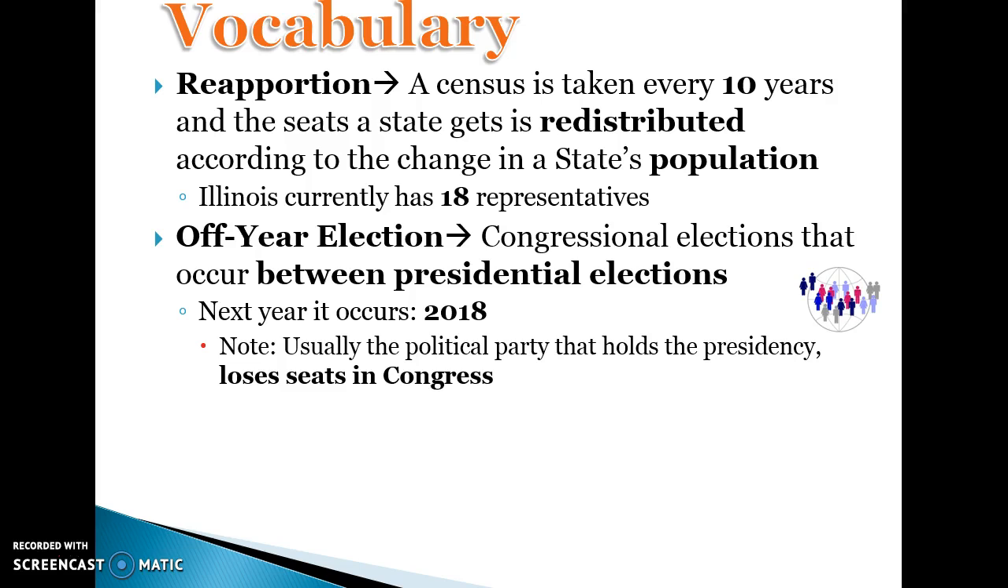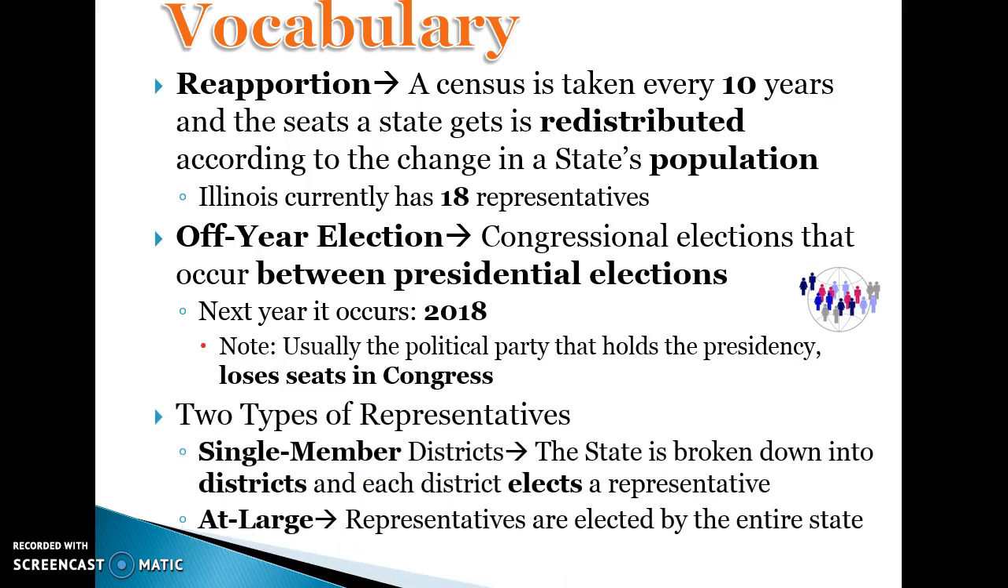Off-year elections, this is when there are congressional elections. That means we're voting for senators and members of the House of Representatives, but we're not voting for the president. So the next time this occurs is 2018, in 2016, we'll be voting for president, so that's not when it'll be. Usually the political party that holds the presidency loses seats in Congress. It's just kind of a balancing act. I'm not quite sure how that works out. Some sort of a backlash thing, but that's just how people tend to vote.